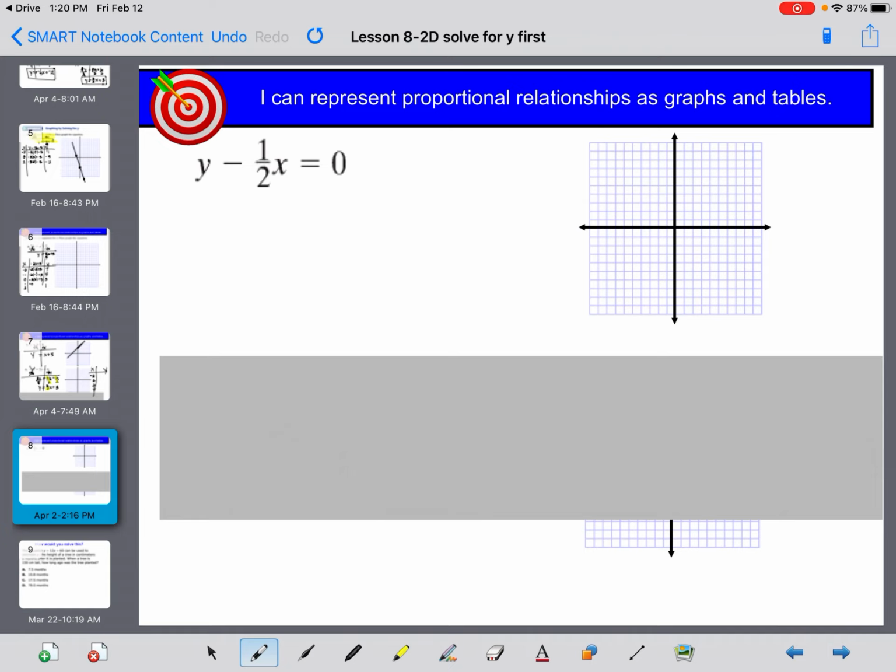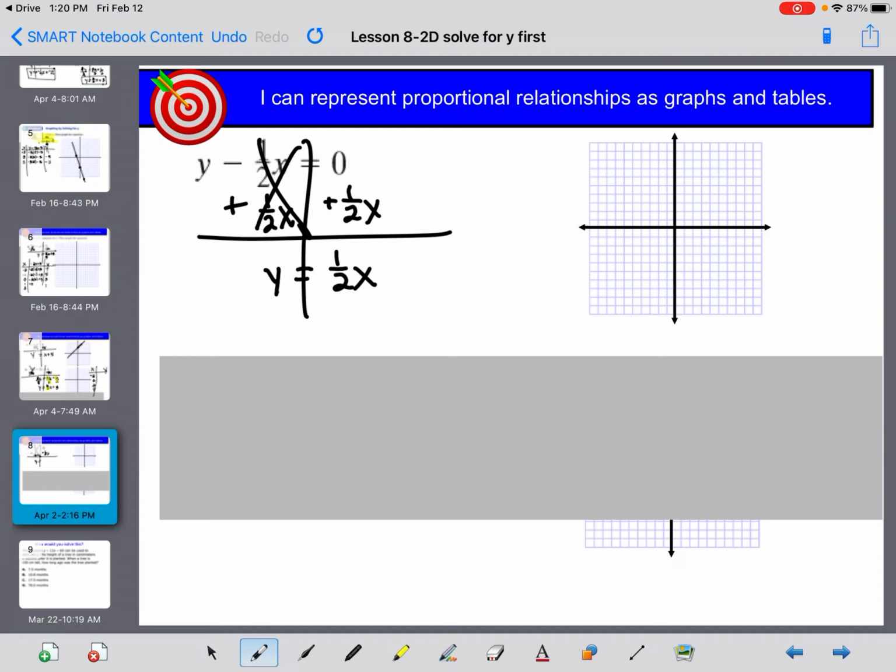Okay, solving this one. Y minus 1/2 x equals 0. I believe this is the last one for today. And so to solve this one, we want to add 1/2 x to both sides. Y equals 1/2 x. So in my table of x values, this is a fraction, so I go up in multiples of my denominator. So going up by 2's, negative 2, 0, 2, 4. And then y equals 1/2 x.